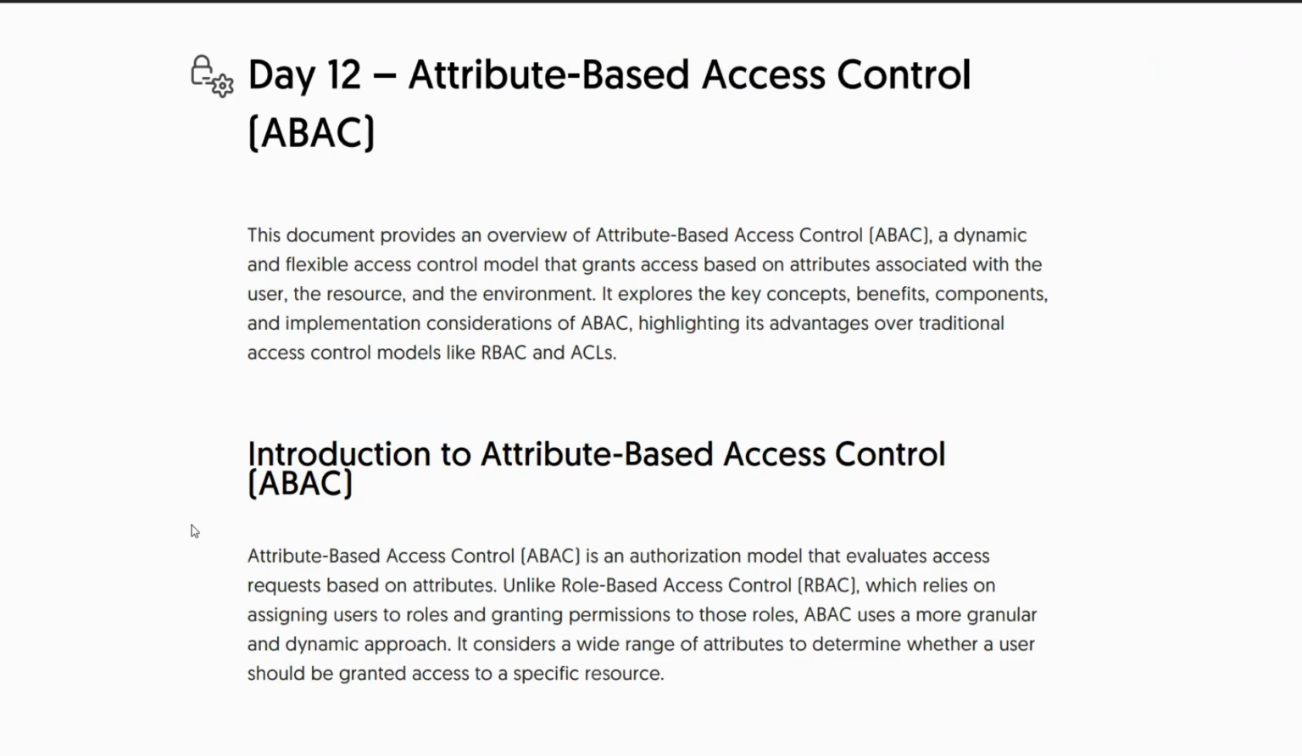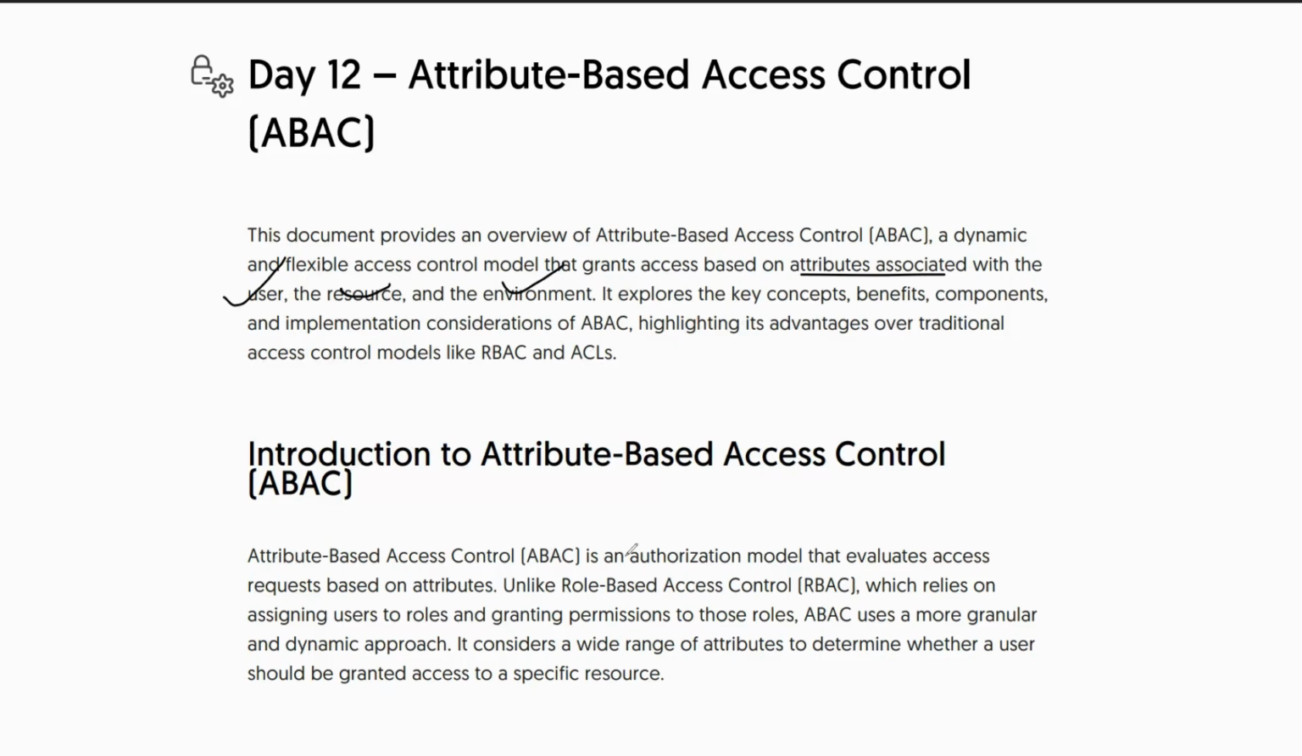Attribute-based access control is a dynamic and flexible access control model that grants access based on attributes. There are attributes associated with the users, resources, and environments, and we'll see what all factors we can use there. It explores the key concepts, benefits, components, and implementation considerations of ABAC, highlighting its advantages over traditional access control models like RBAC and ACL, access control list.